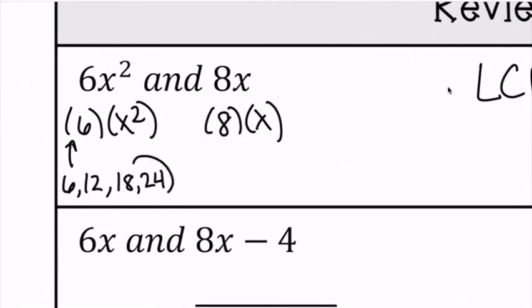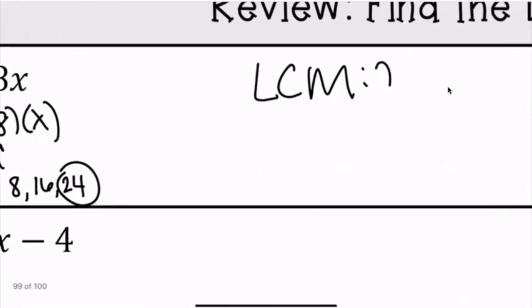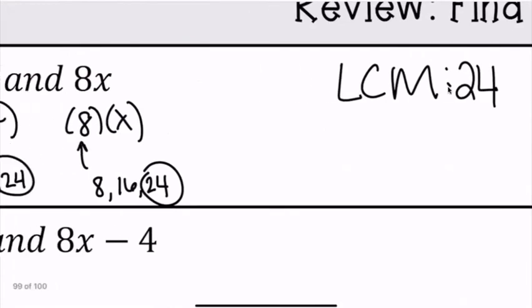I'm going to stop there because I'm pretty sure 24 is a multiple of 8. So let's check 8. 8 times 1 is 8, 8 times 2 is 16, and 8 times 3 is, oh, I said 3, so I wrote 3, sorry, it's 24. So both of these would multiply to make 24, obviously not by each other, but in general. So that would be the number we would use for our least common multiple.